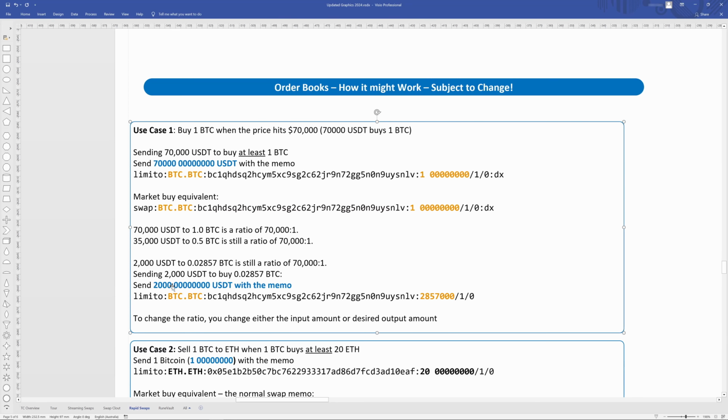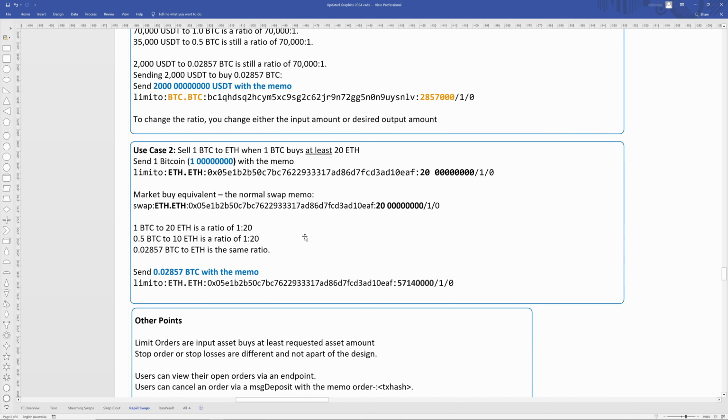So then when you have a look from here to here, you're going to get the same 70,000 to 1 ratio. To change the ratio, you would just change the input amount, or you would change the desired output amount here, and then that would start changing the ratio between the assets to whatever you desire.